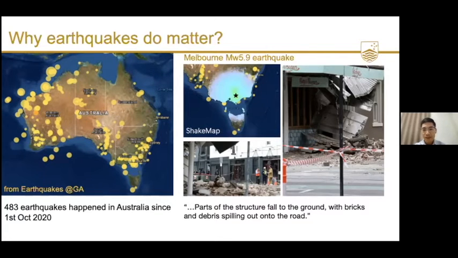Based on the data from Geoscience Australia, since October 2020, 483 earthquakes have happened in Australia. Among them, the biggest one is the Melbourne earthquake, which happened in September 2021. Its magnitude is 5.9. It caused widespread damage in Melbourne and sent shock waves to several states, as we can see from the shake map. It happened underground and caused so much damage. So how do we learn about it?